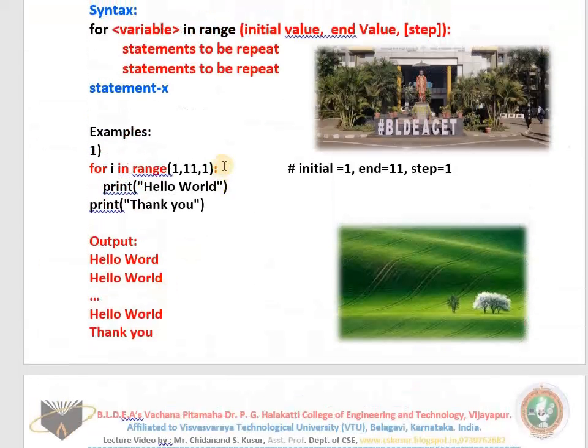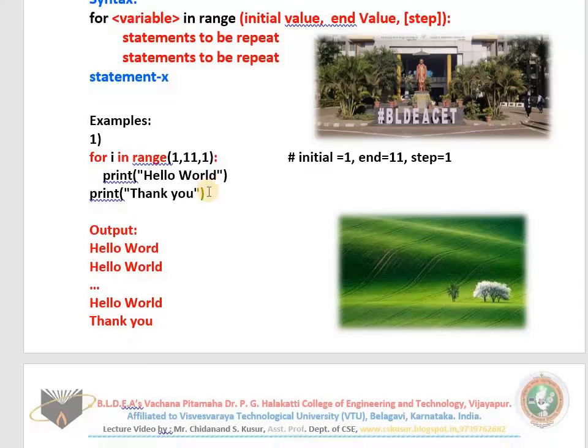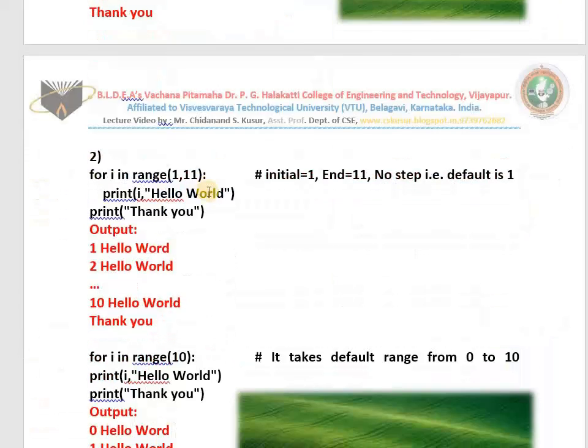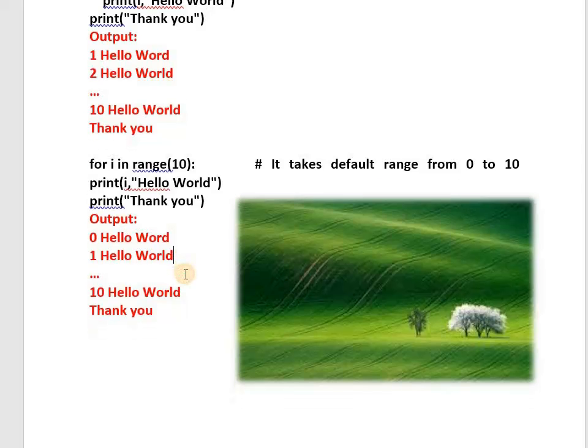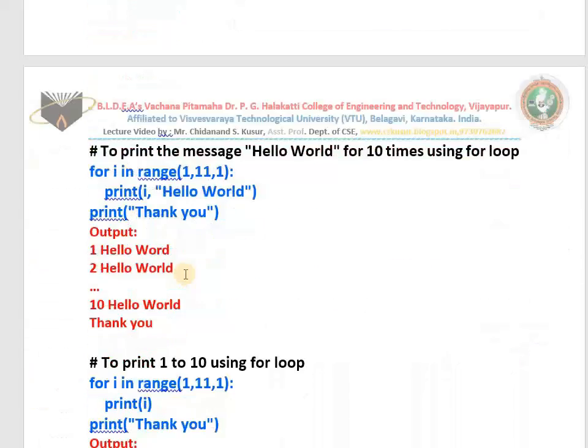Means you can mention the starting value, end value as well as step value. Choice is yours. If you don't mention the step value, it takes addition of 1, and if you don't mention the start and step, it starts from 0 till it reaches that 10 itself. That is the difference between using start, end and step values. I hope you have understood. According to your choice, you decide. Now I give you some more examples.